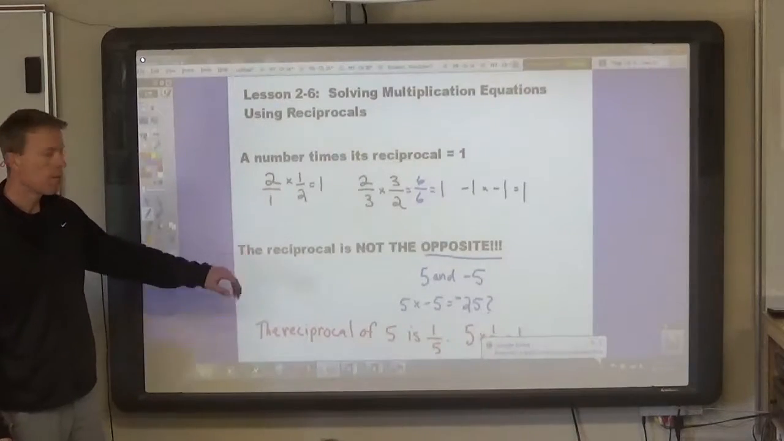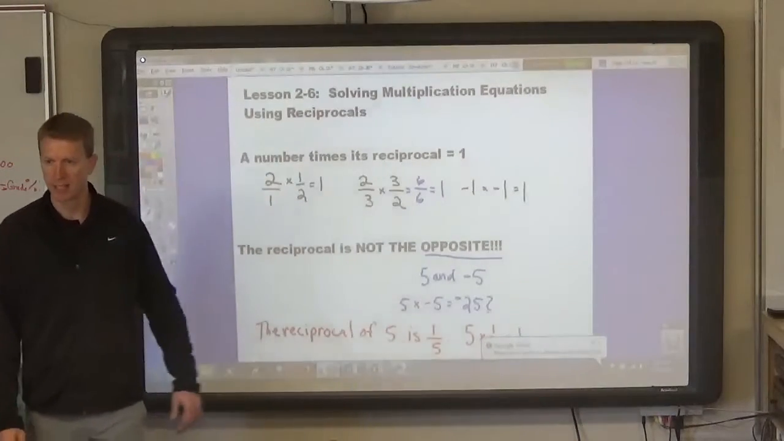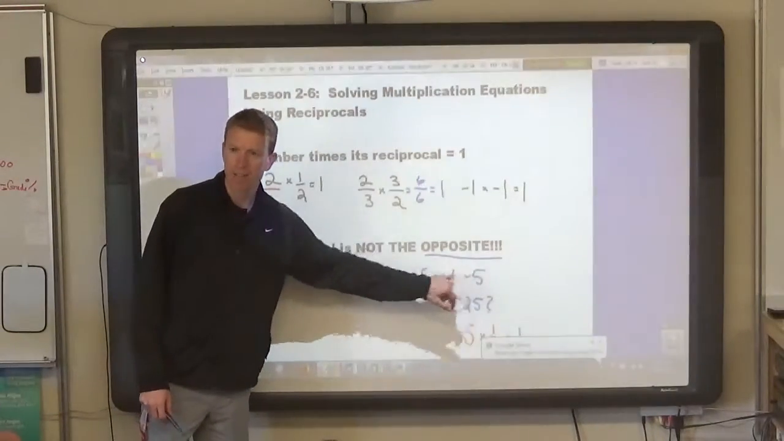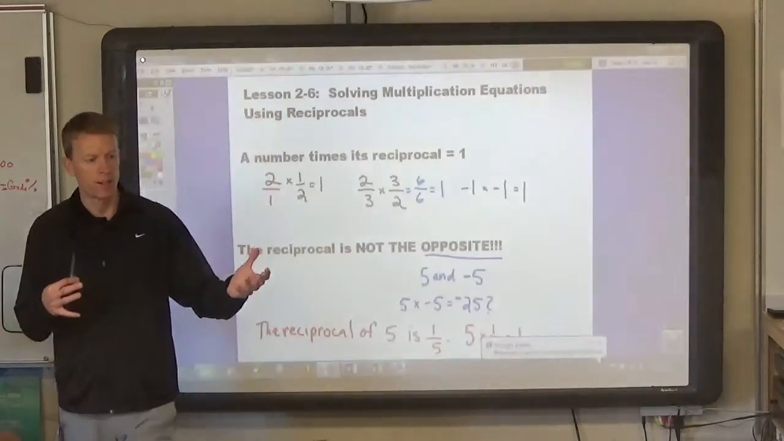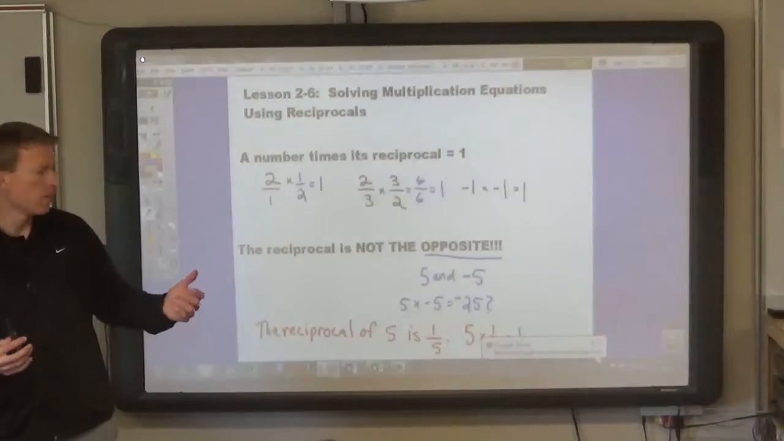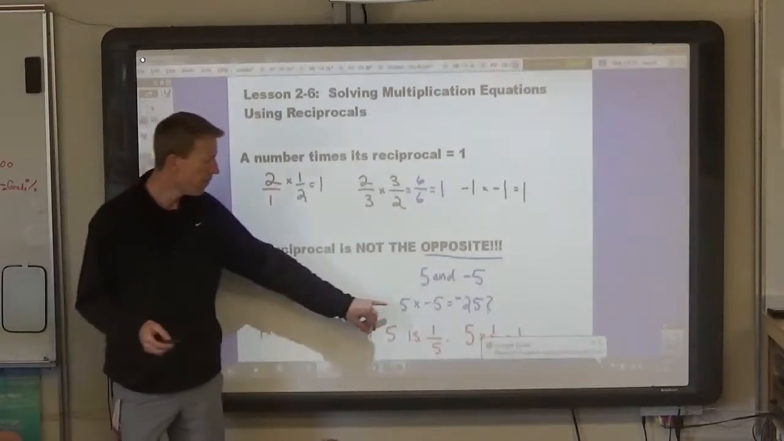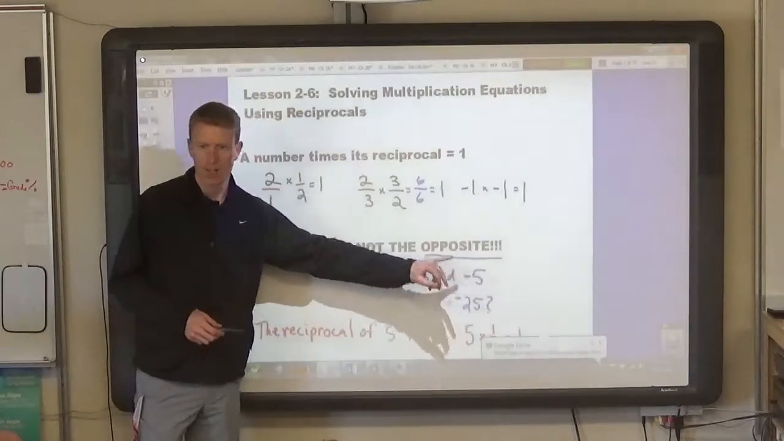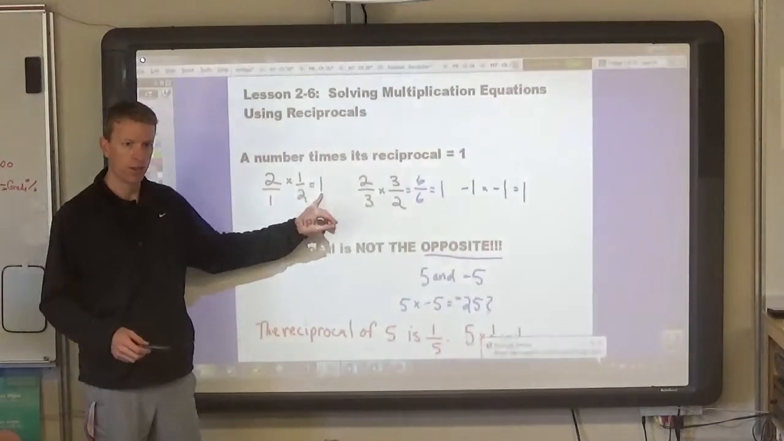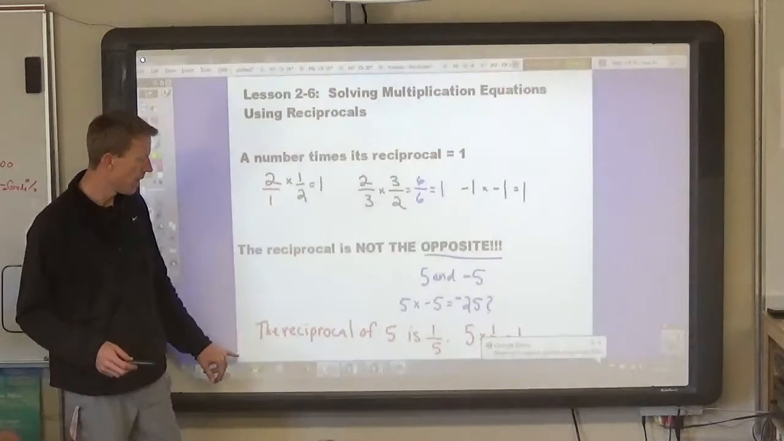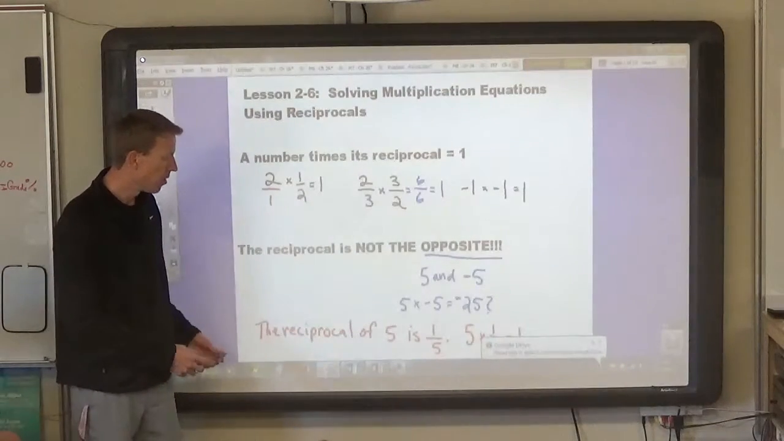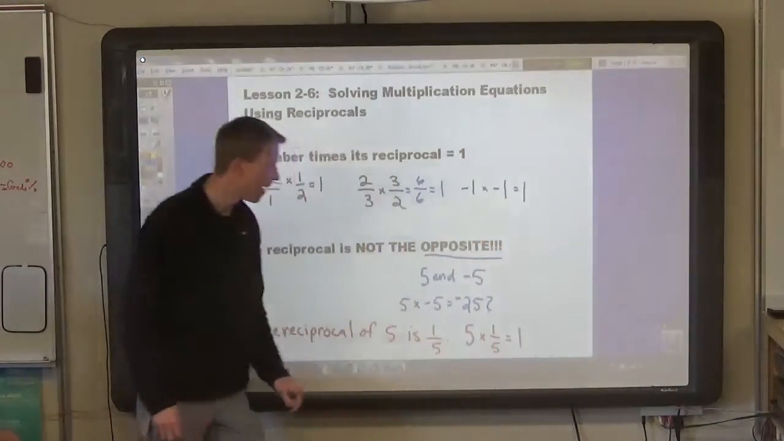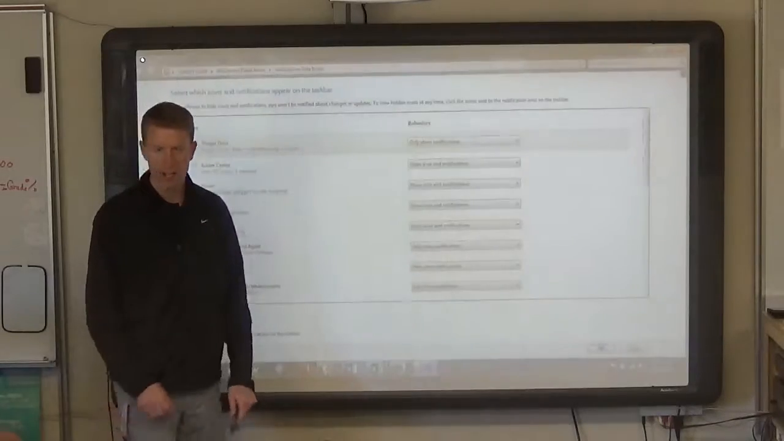Now, a common mistake is to think of reciprocals as opposites. Reciprocals are not opposites. 5 and -5 are opposites, and we use opposites when we're solving addition and subtraction equations. But if you multiply 5 and -5, that equals -25. And if you multiply reciprocals together, they equal 1. Okay? So, the reciprocal of 5 is 1/5. It's not -5.